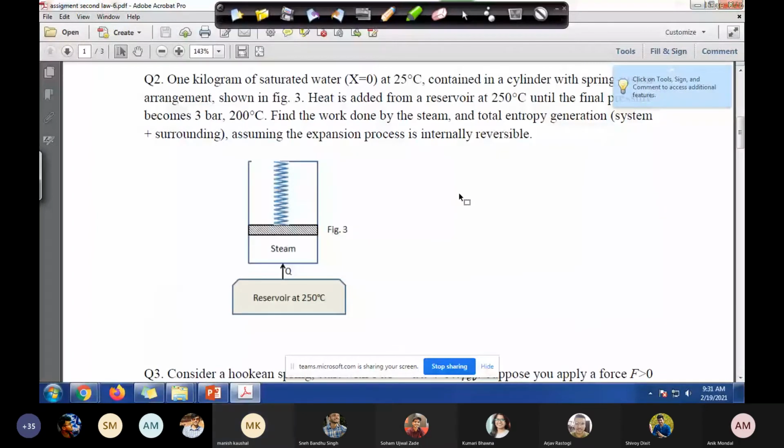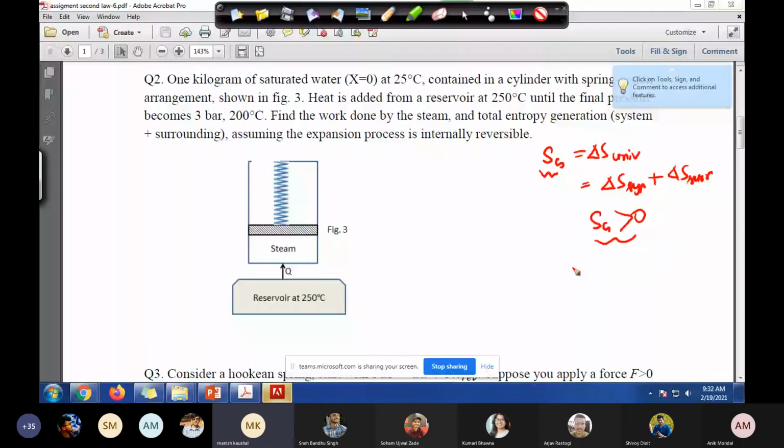Because S_G was coming as something. If you remember, S generation is nothing but delta S universe. Both are the same, as we'll derive; it is nothing but delta S system plus delta S surrounding. So we found that S_G was coming greater than 0, so we knew that the process is overall irreversible. But we were stuck on whether it is internally reversible or irreversible. So read the question carefully.